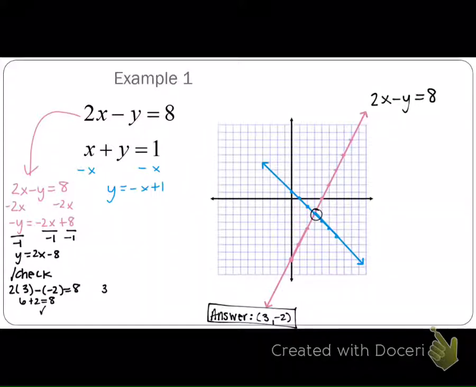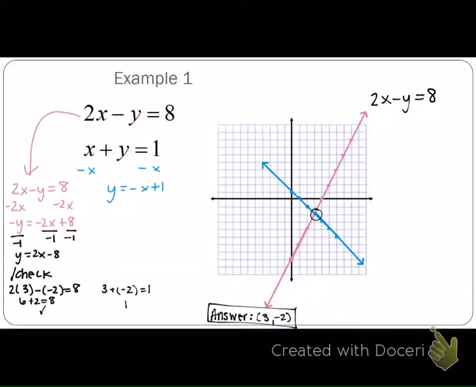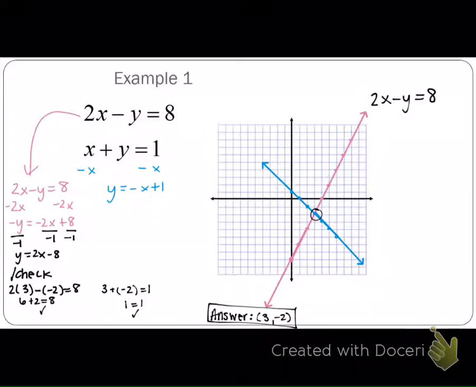And then we have 3 plus -2 equals 1. Is 3 plus -2 1? Yes. So that one is also true. So since they're both true, you notice that that ordered pair satisfies both of the equations. So that's what that was meaning there. Again, you don't have to check every time, although it might be smart to check on a test or a quiz because that is worth a lot of points.